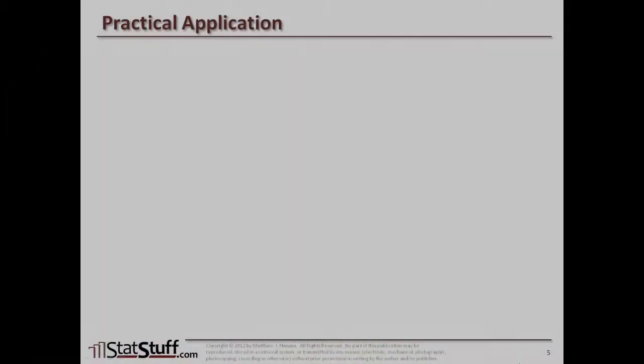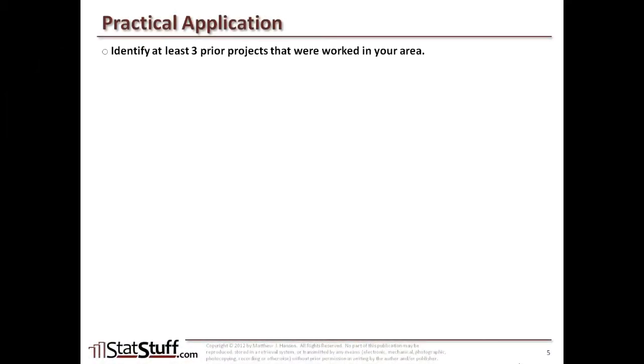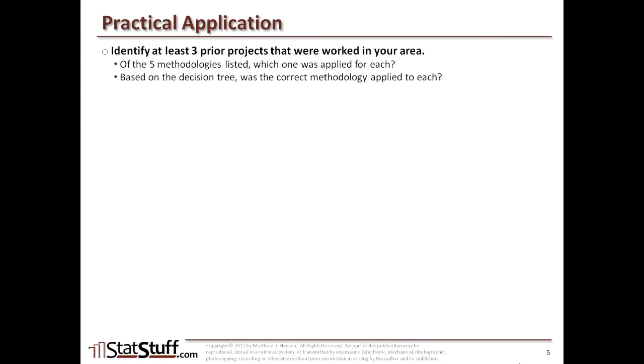All right, before we close this lesson, let's discuss how we can apply some of these concepts in a practical way. What I'd like you to do is to identify at least 3 prior projects or initiatives that you may have worked on and ask yourself these next sets of questions for each one of those. So of the 5 different methodologies that we had reviewed, which one was applied for each of those projects or initiatives? And based on the decision tree that we looked at, was the correct methodology applied to each one of those projects or opportunities? If it wasn't, then which method was used and why was that one used? And was the outcome of the project affected by the methodology that was applied?